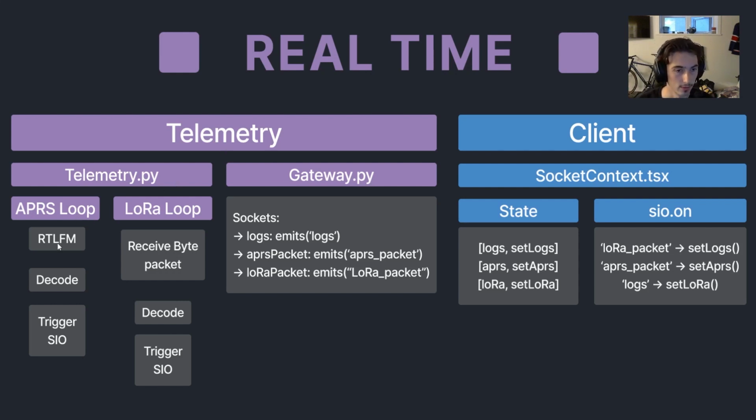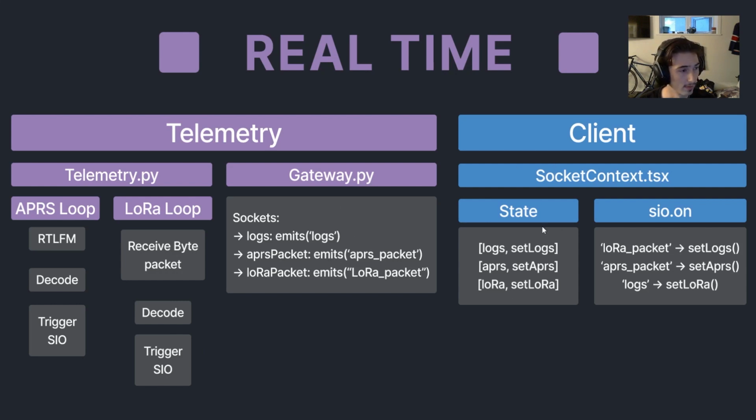So in the APRS loop, we go through our RTLFM, go to decode, and then we trigger the SEO. And then similar with the LoRa, that's one option for custom packet sending. We receive a byte packet, decode it, trigger it. And then here's all those triggers that we can do.